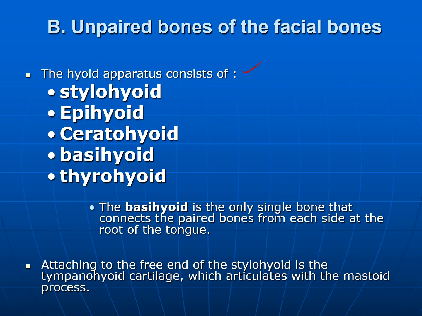Usually the hyoid bone consists of 9 bones. We have the stylohyoid, epihyoid, ceratohyoid, basohyoid, and thyrohyoid. These are paired, and the basohyoid is only one. So we have a total of 9 bones, and the basohyoid is very important because it's a single bone, and from it the root of the tongue starts or is attached.